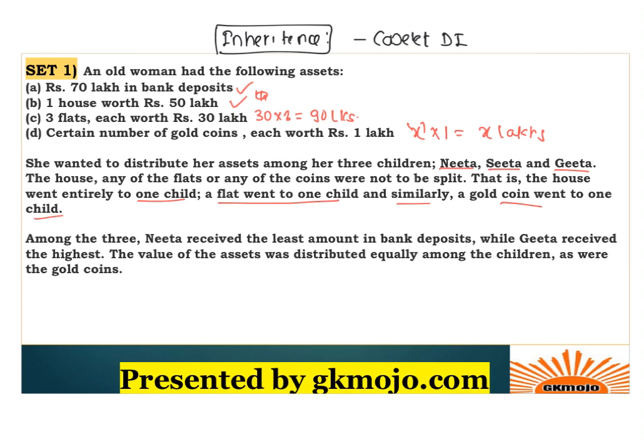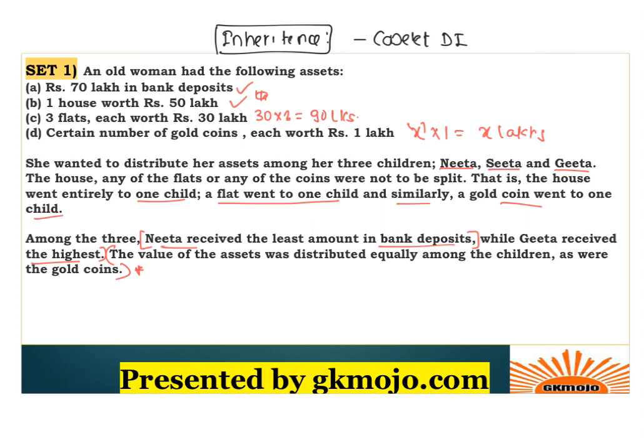Among the three, Neeta received the least amount in bank deposits, while Geeta received the highest. The value of assets was distributed equally among the children, as were the gold coins. This is very, very important. I hope you have noted down the question, because I'll move on to the next slide and show how we could have solved it. If you have not noted it down, just take a screenshot and keep the question in front of you while you observe what I'm doing in the next slide.